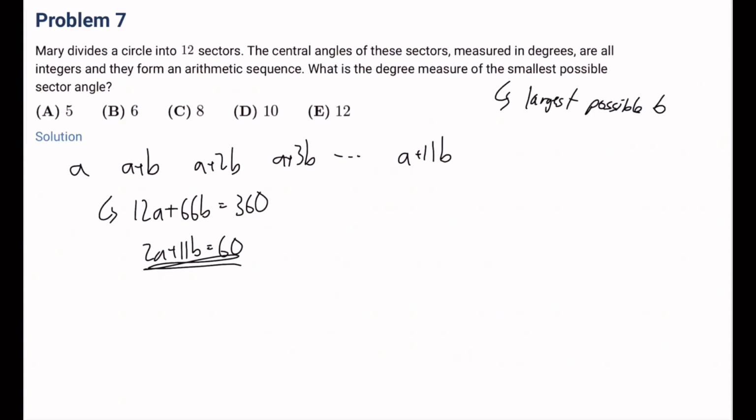And so out of here, the largest B that we can get while making A an even number is for B to be equal to 4. So if B is 4, that means 2A equals 60 minus 44, which is 16. That means A is 16 over 2, which is 8. So 8 is our answer.